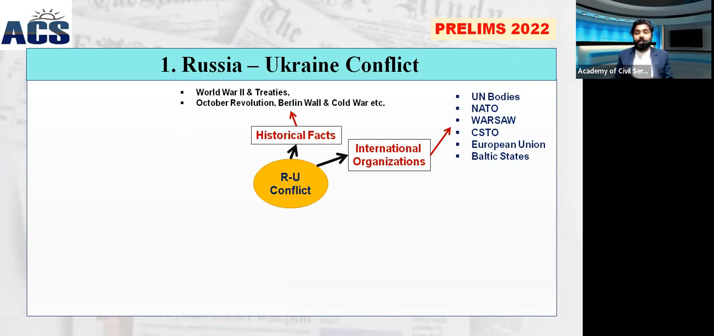And there were proposals in the G20 also to suspend Russia's membership. That's why the G20 and G7 are again important international institutions or groupings that we can expect questions on this year.